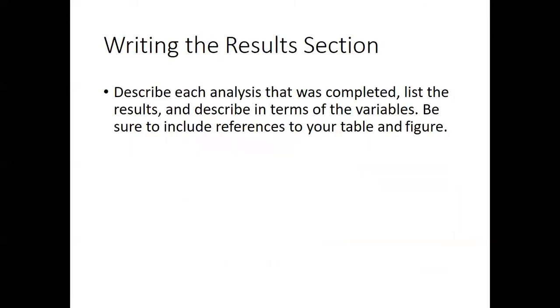Okay, so those are the results, and now you need to write them up in your results section. Essentially what you're doing when you write your results section is describing each analysis that was completed. You're listing the results and describing them in terms of the variables that you studied. So you need to make sure that you are talking about how the variables you studied are related, making it something that's understandable. And you'll also need to include references to the table and figure.